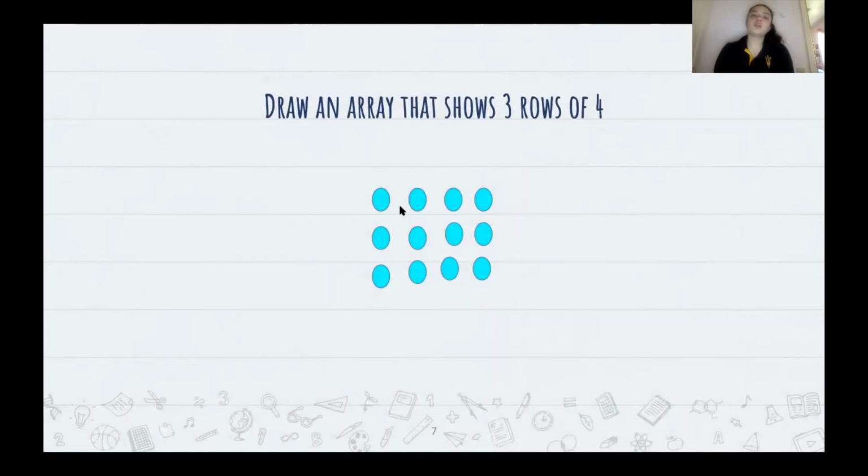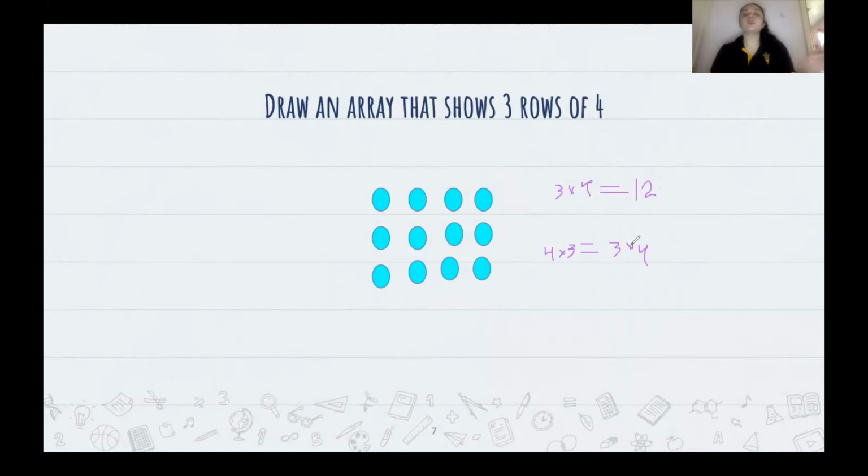So now it says draw an array that shows 3 rows of 4. So now I have 3 times 4, it's the opposite of what we just had, equals 12, because we use commutative property, and 4 times 3 is the same as 3 times 4. I'm going to write that out for us. 4 times 3 is equal to 3 times 4.